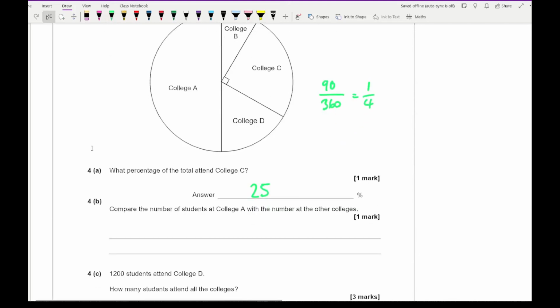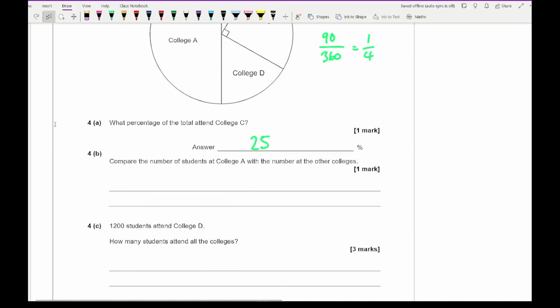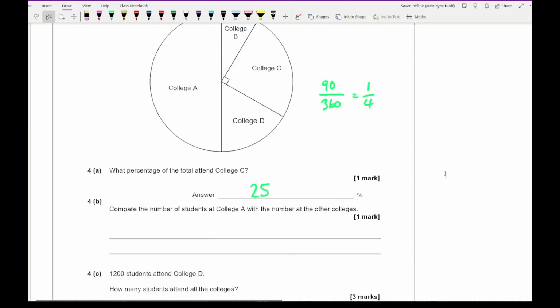Then moving on to 4b, it says compare the number of students at College A with the number at the other colleges. So you can see that what we need to do here is not just comment that College A has half the total number of students. You've got to compare it to at least one of the other colleges.